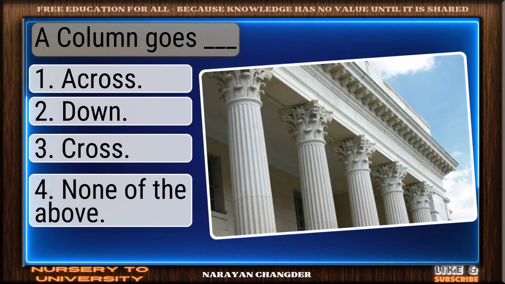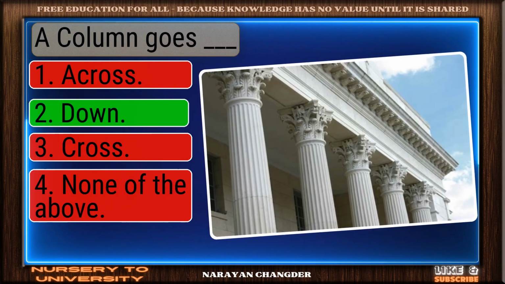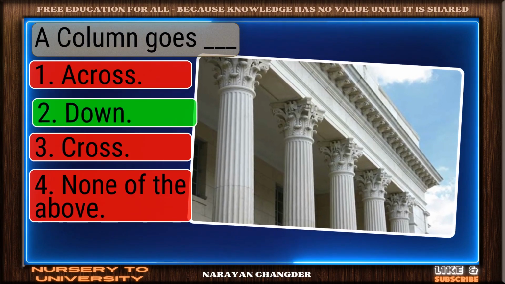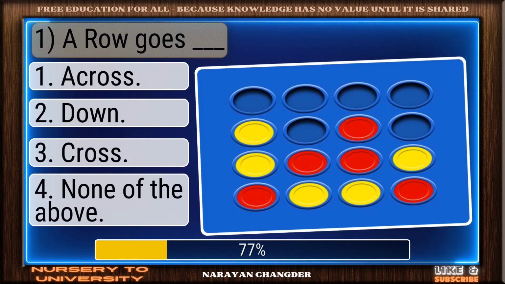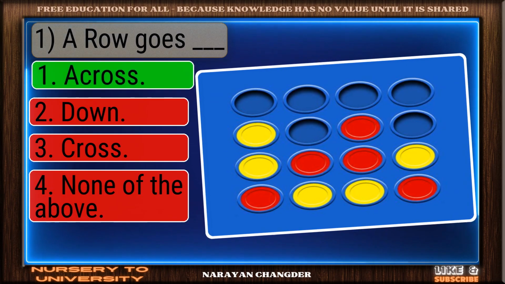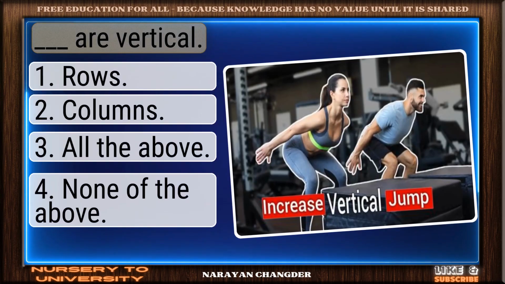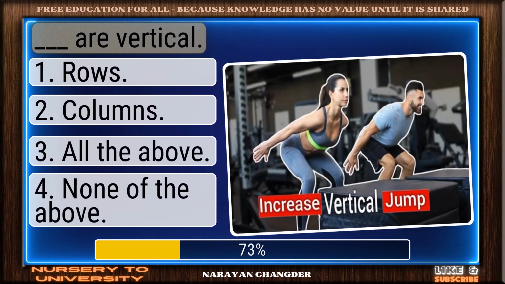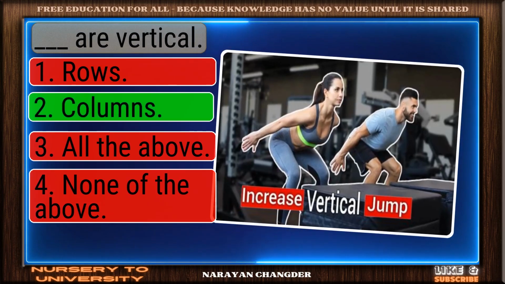A column goes dash. Excellent. Down is a brilliant choice. When a row goes dash. Well picked. Across is the correct answer. Dash are vertical. Sharp thinking. Columns is the right choice.